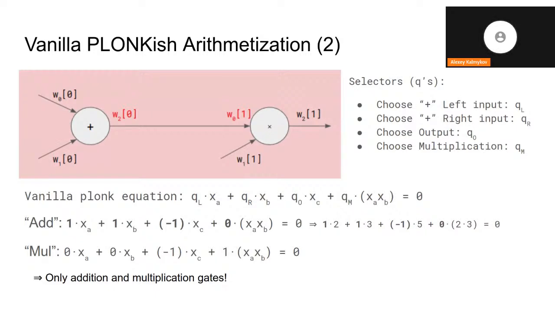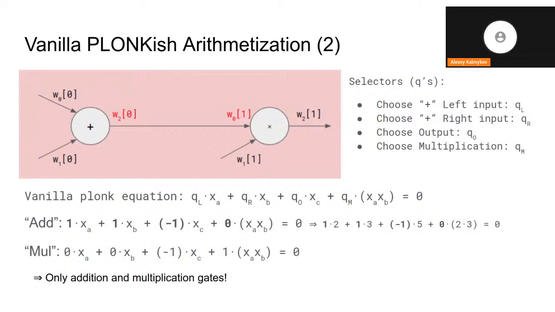So you can see this as the left and the right inputs, and the selector then picks the left and the right input to the addition. So it's either the left or the right. You can have the output selector, Q sub O, which is the result of the computation. And because the multiplication works differently, you just need one additional selector for multiplication. It's not the addition. Then you have one additional selector for multiplication.